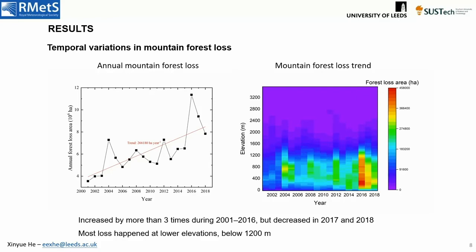The right figure tells us at which elevations the mountain forest loss has occurred in each year. It shows forest loss has not been even across all elevations. It has been the greatest in the lower elevations of mountains, meaning below 1,200 meters.